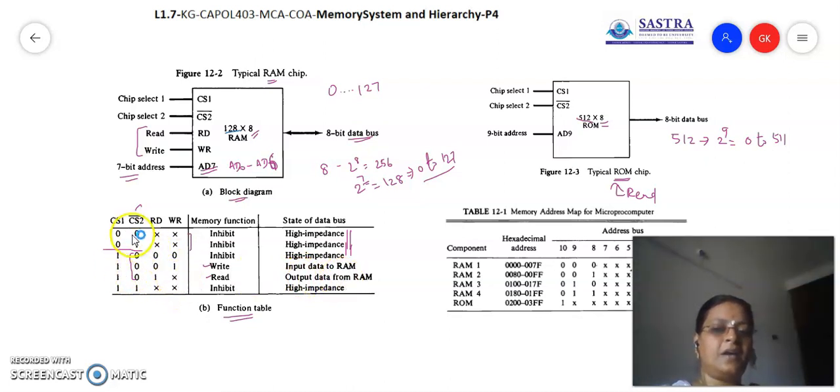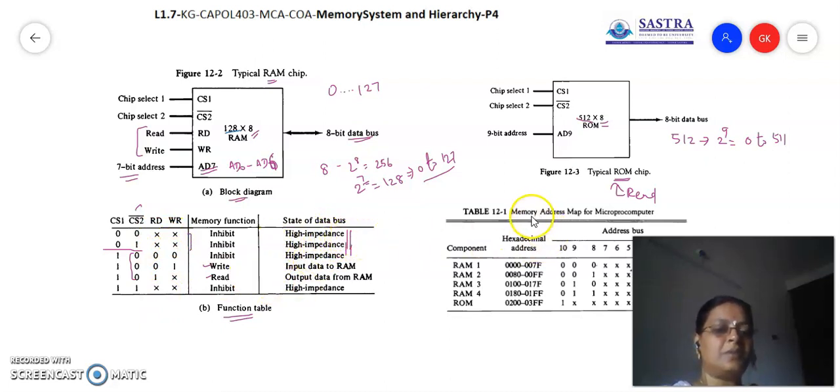And again, if the chip select signals are 0 0 and 1 1, both keep it in the high impedance state. That means the inhibit state, so you are not going to do any of these operations. The function table explains what type of operations will be carried out on the RAM chip. It can either undergo a read operation, a write operation, or simply an inhibit operation. This inhibit operation will happen if the chip select signal is either 0 or 1. The main important point here is the read and write. If read and write are not activated, it is not going to perform any operation, so it will be kept in the high impedance state.